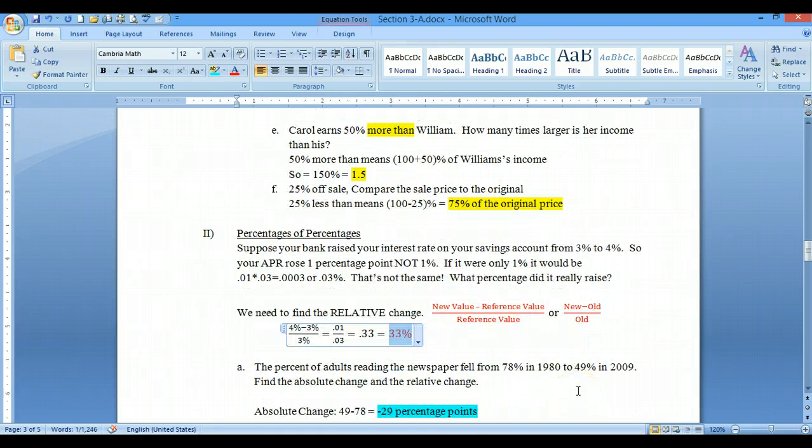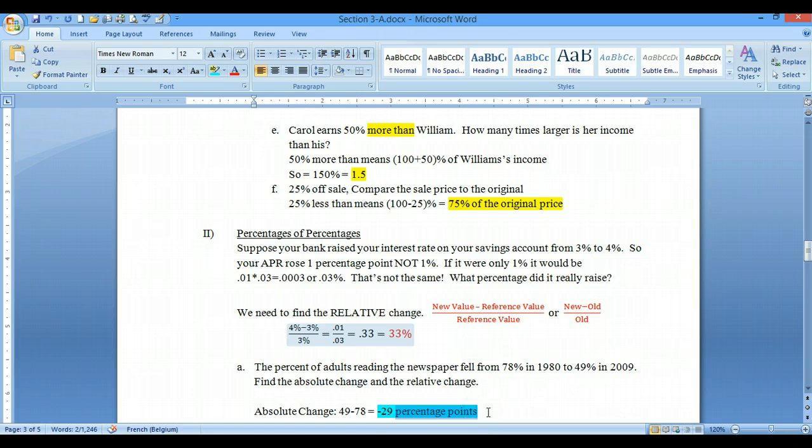All right, let's move to the next one. The percent of adults reading the newspaper fell from 78% in 1980 to 49% in 2009. Find the absolute change and the relative change. Remember, change means I'm looking at one item changing in value. In this case, it's the percent of adults who are reading the newspaper. The absolute change is the new minus the old. The new is 49% minus the old, which is 78%. 49 minus 78 is negative 29 percentage points, because I didn't find a relative change here.